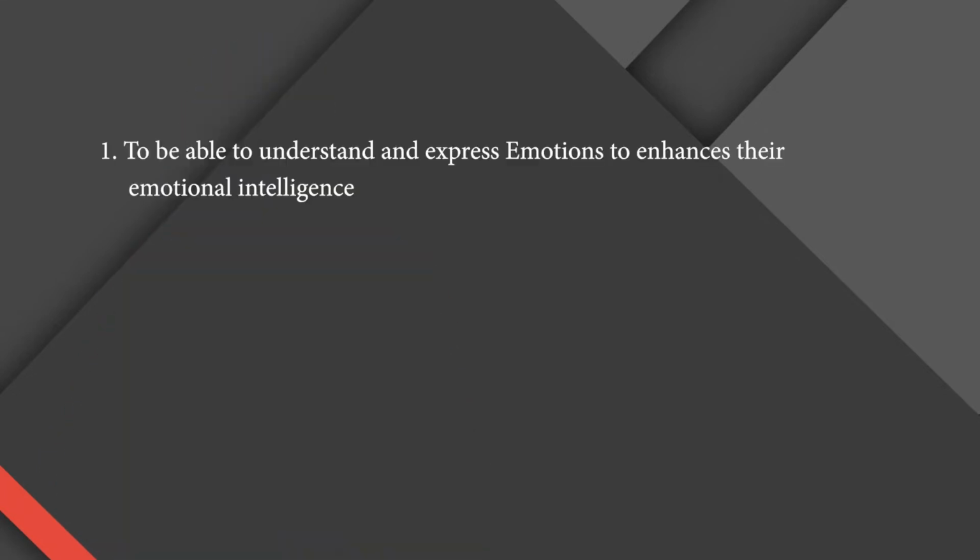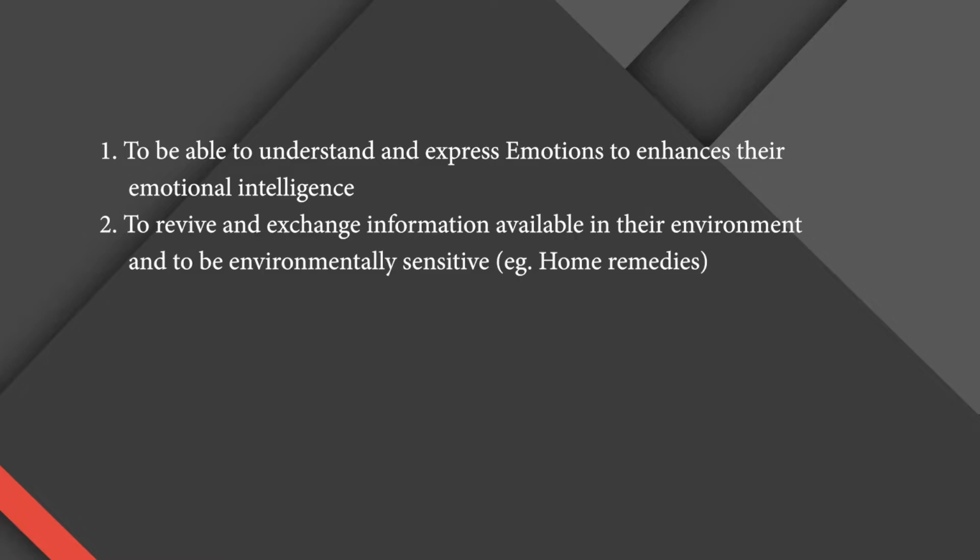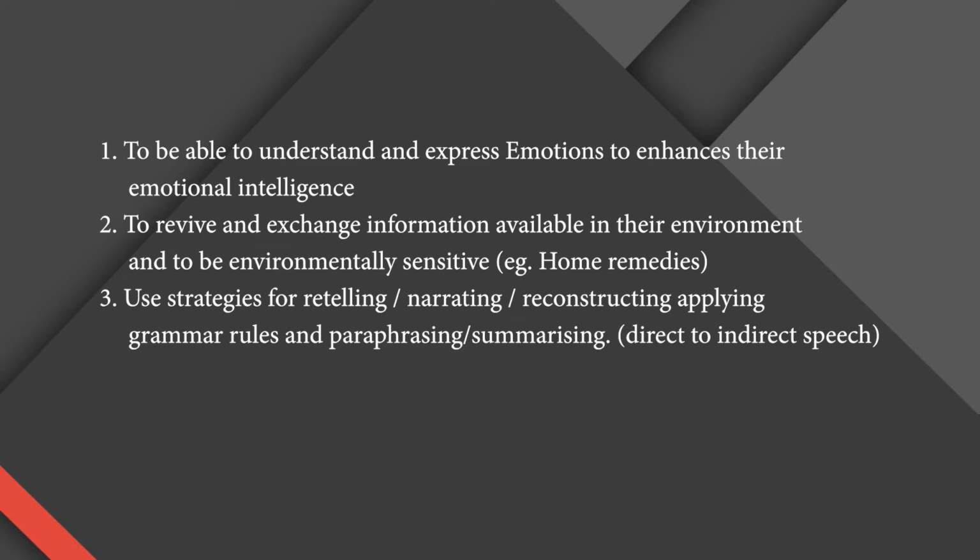The introductory lesson of Geordie's Fawn has been set with the following objectives. Number 1, to be able to understand and express emotions to enhance their emotional intelligence. Number 2, to retrieve and exchange information available in their environment and to be environmentally sensitive. For example, home remedies we talk about in this lesson. Third objective we have considered for this one lesson is use of strategies for retelling or narrating or reconstructing, applying grammar rules and paraphrasing and summarizing.